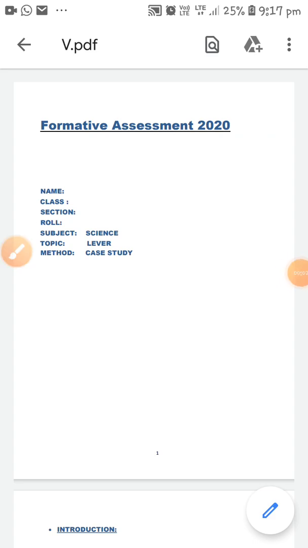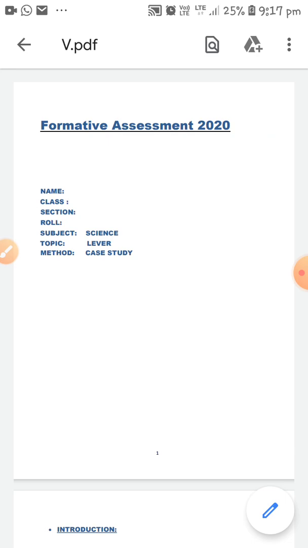Dear student, here I am going to discuss your science formative assessment. Like the first formative assessment, this one also you need to do in your big interleaf binding notebook. Okay? So the first page will be like this, as you are seeing on the screen.